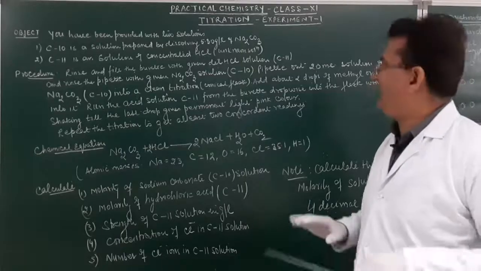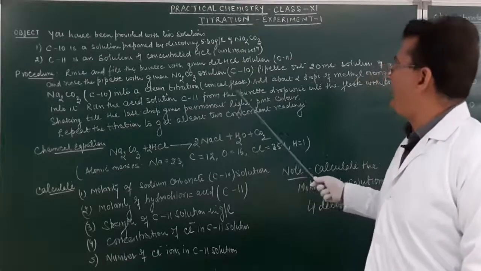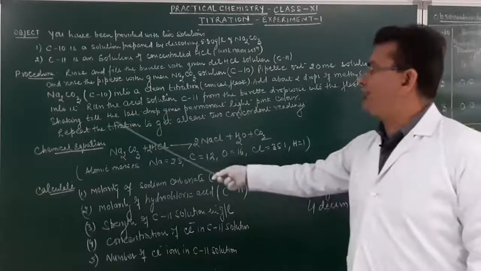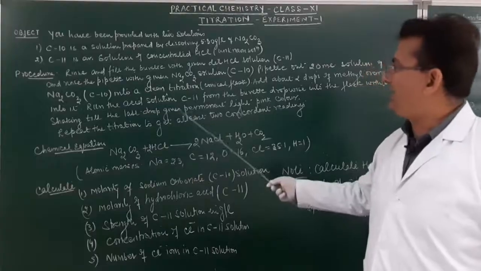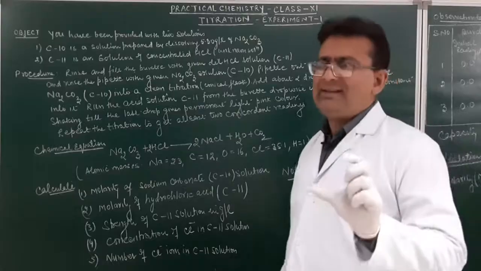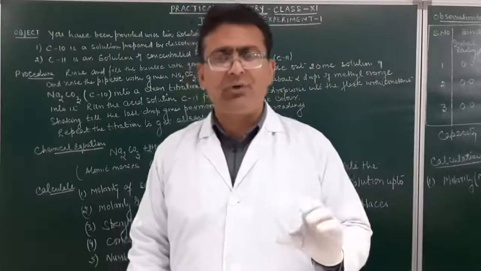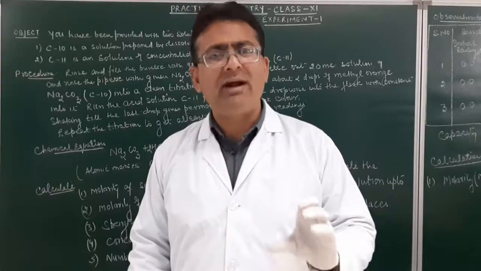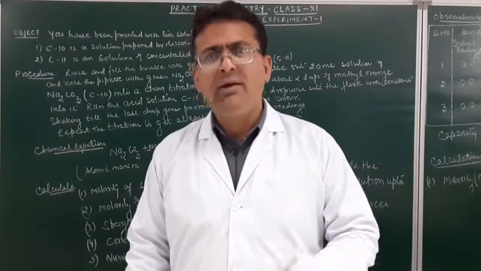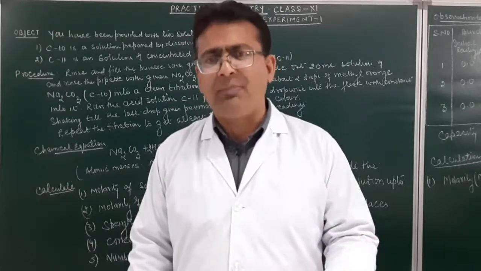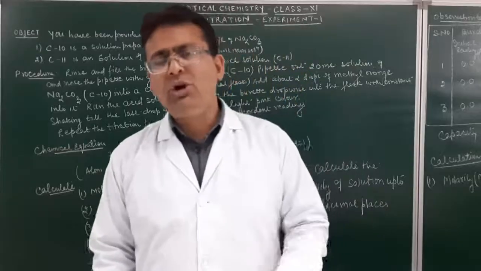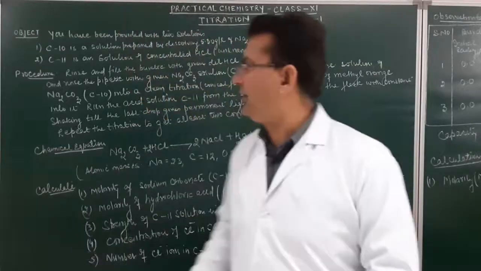Now run the acid solution C11 from the burette dropwise into the titration flask with constant shaking till the last drop gives the permanent light pink color. Am I clear? Once you have taken the sodium carbonate solution in the titration flask, to this you have added the methyl orange. Then from the burette you run the HCl solution into this. When the titer value is obtained, that is the end point is obtained. End point will be the point of neutralization. You will be observing the pink color in the titration flask.